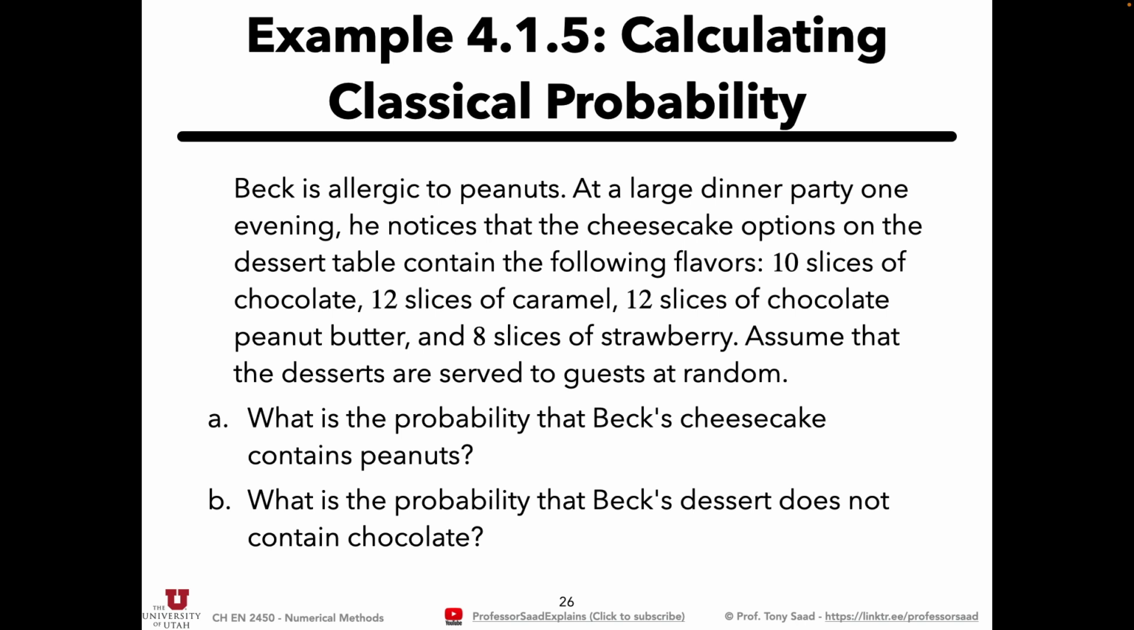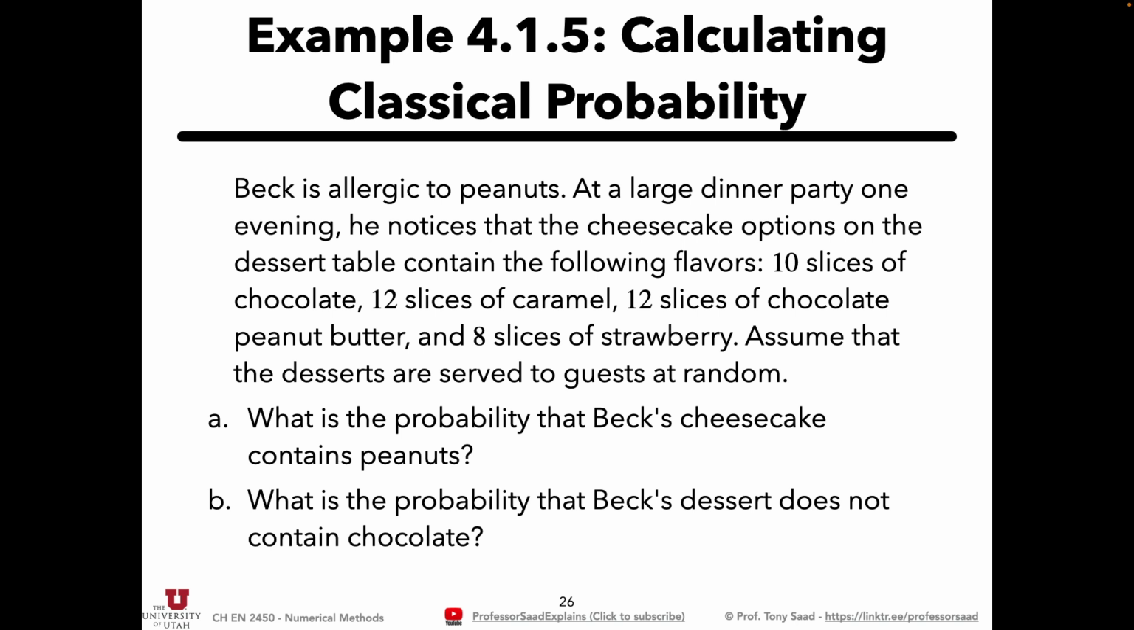So just randomly, they blindfold you. You go pick a cheesecake regardless of your allergy, regardless of whatever your preferences are. You're just going to pick a random cheesecake and be stuck with it. You're allowed to barter cheesecake with your neighbors at other tables, but that's beyond the point here. What is the probability that Beck's cheesecake contains peanuts? And then what's the probability that Beck's dessert does not contain chocolate?